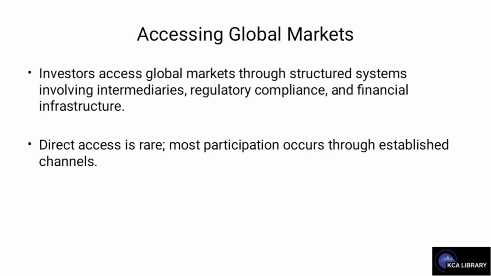Now, how do you access global markets? We have looked at the various kinds of markets. Investors access the global market through structured systems involving intermediaries such as banks, brokers, asset managers, regulatory compliance, complying with the legal rules, and financial infrastructure. Direct access is rare. Most participation occurs through established channels. That's where investment banking comes in.